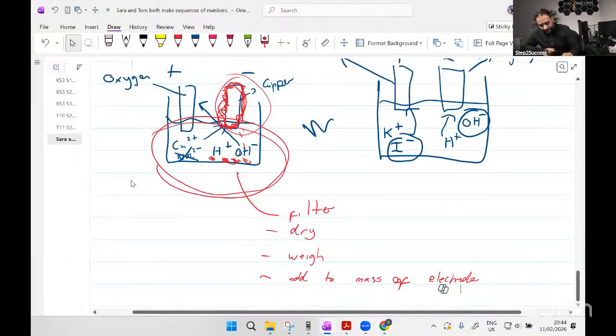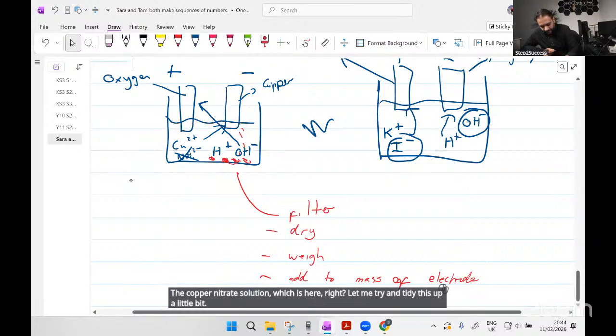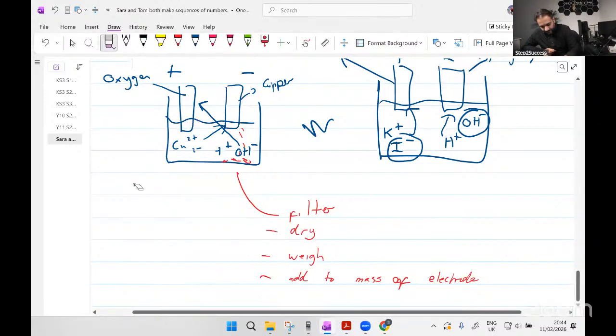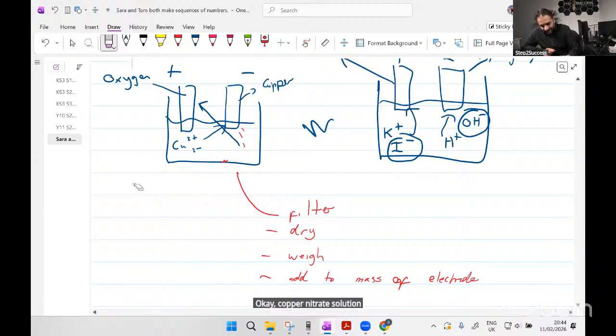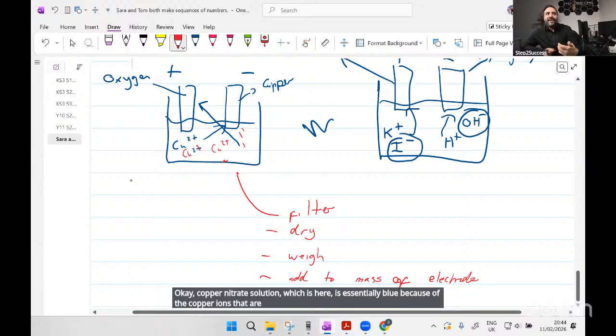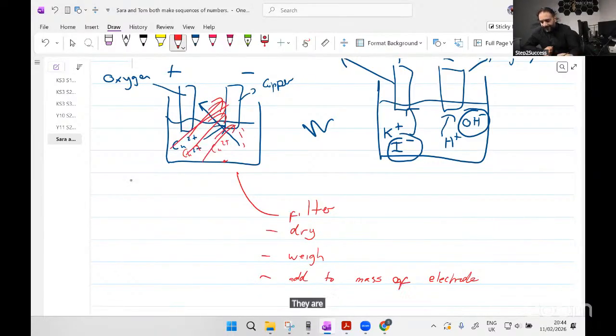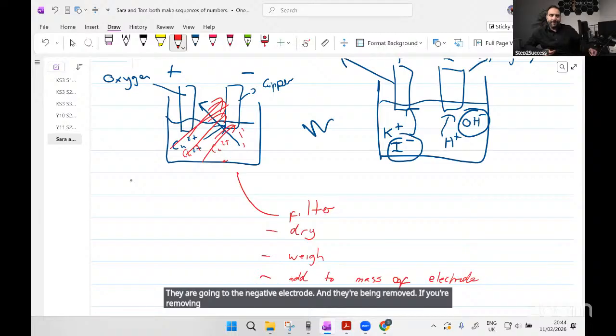The copper nitrate solution, which is here, right? Let me try and tidy this up a little bit. Okay, copper nitrate solution is essentially blue because of the copper ions that are in here. But what's happening to the copper ions during this experiment? They are going to the negative electrode and they're being removed. If you're removing the thing that makes it blue, it's going to be less blue.